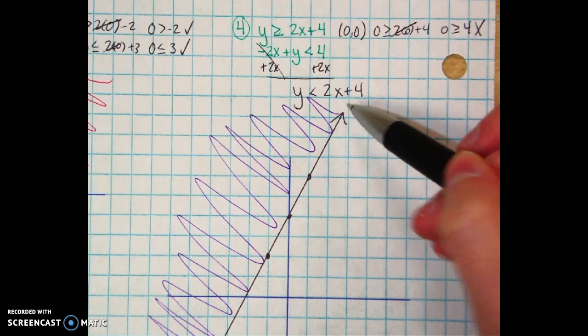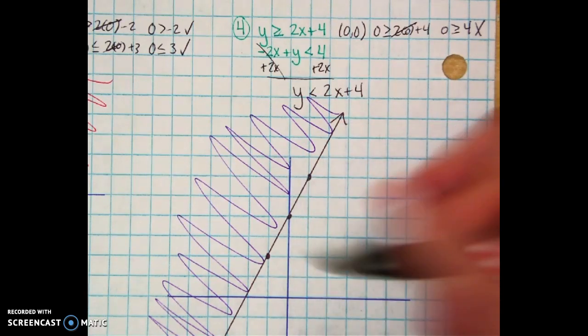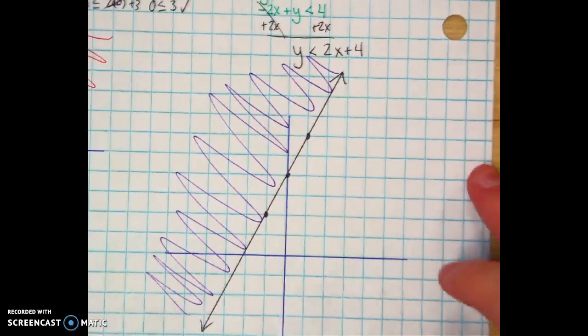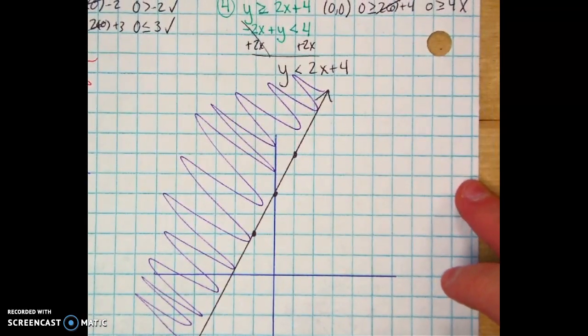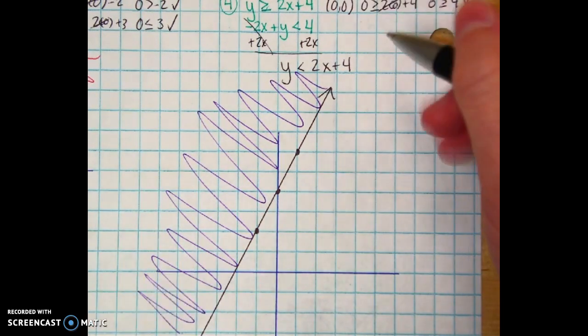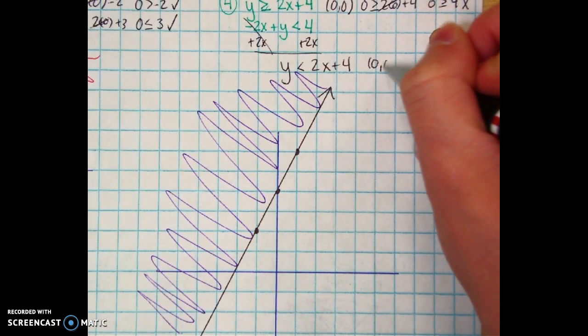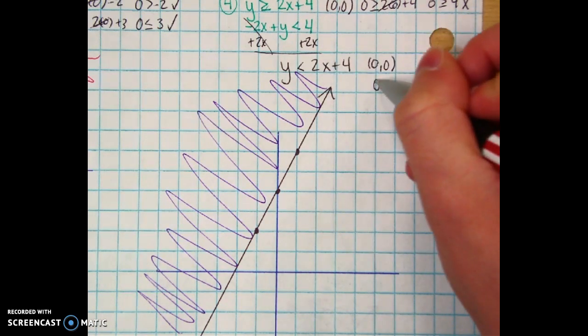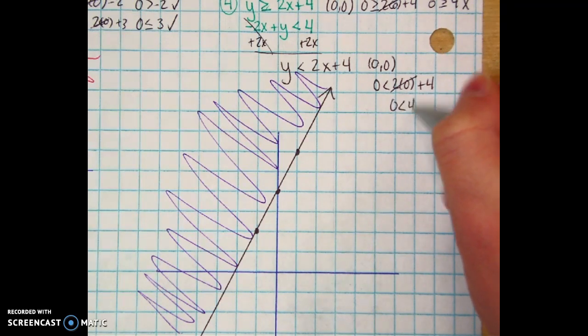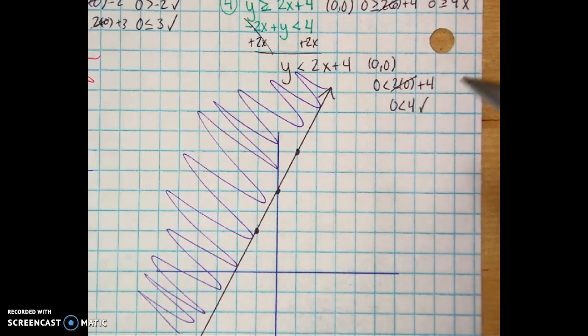And this one down here, I start at 4, so it's the same line, so I don't really have to draw a dashed line or anything like that. But I do need to try 0, 0. So that would be 0 is less than 2 times 0 plus 4. Is 0 less than 4? Yes. So that means I would shade below the line.